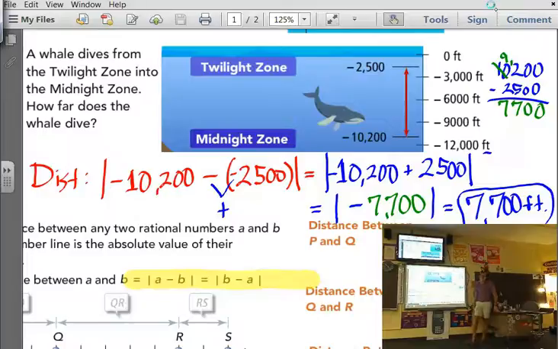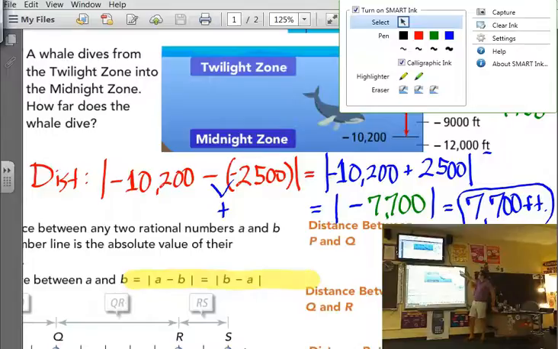So remember, range is always the distance between your highest and your lowest. My lowest was negative 10,200. My highest was negative 2,500, because we're talking about below sea level. Hopefully the whale is not swimming above sea level. That is always bad.